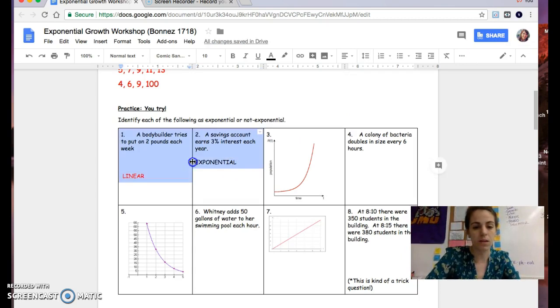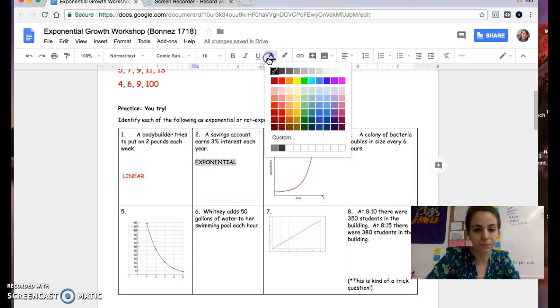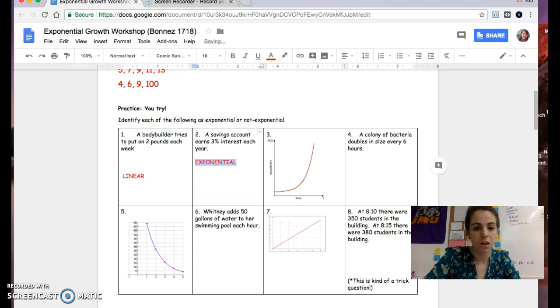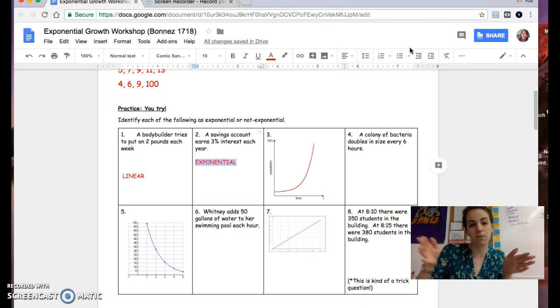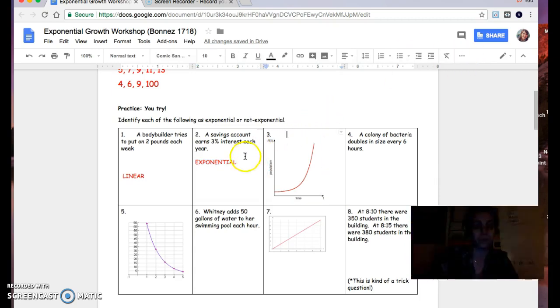And if you want to take a calculator and just check that, if you want to check that and see that you go from like 100 to 103, and then again you multiply that number by 1.03, get your product, multiply that number by 1.03, get your product, you'll see that the numbers get farther and farther apart from each other. Okay, number 3 is exponential.